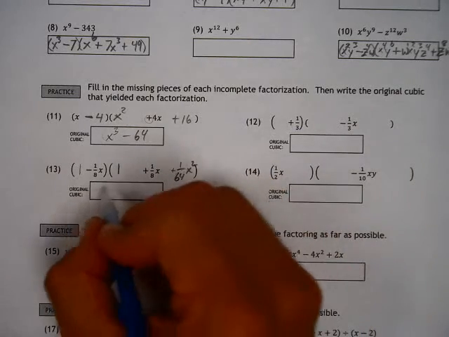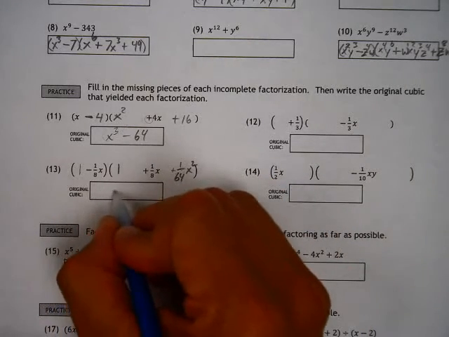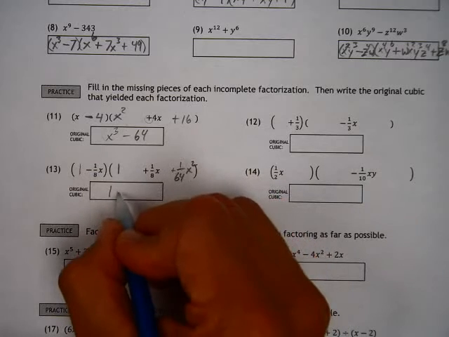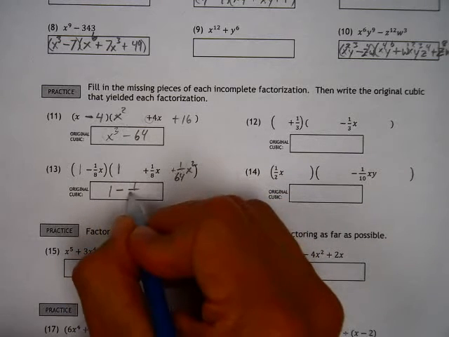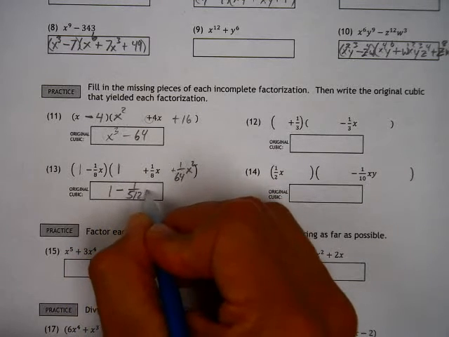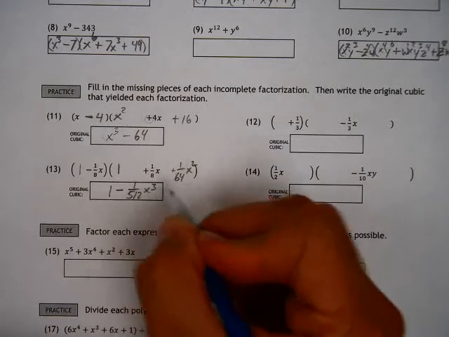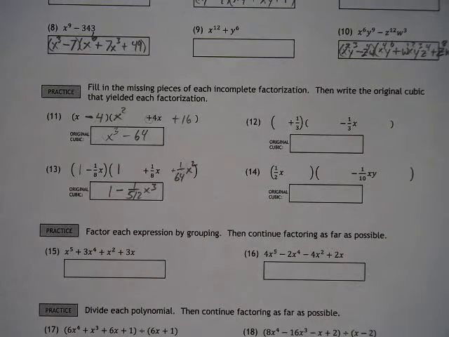Okay, so what is the original cubic? It's going to be a 1, because that's not going to change anything, and then it's going to be a minus 1 over 512 x cubed. That one's kind of tricky. That's about as hard as it'll get, I would think.